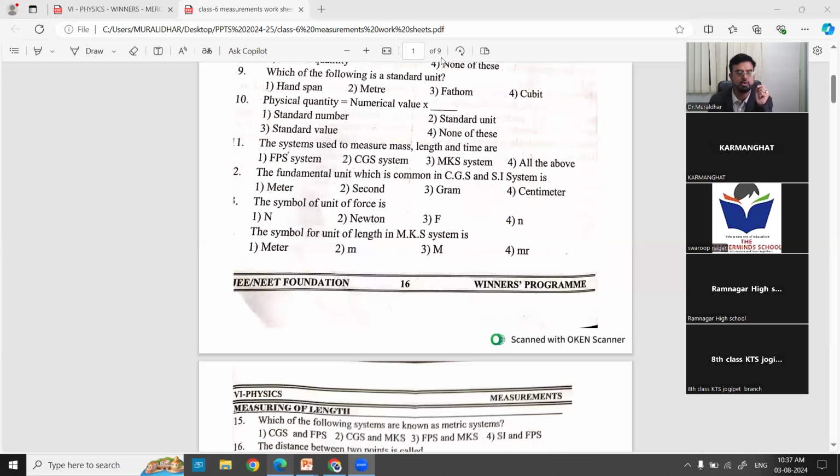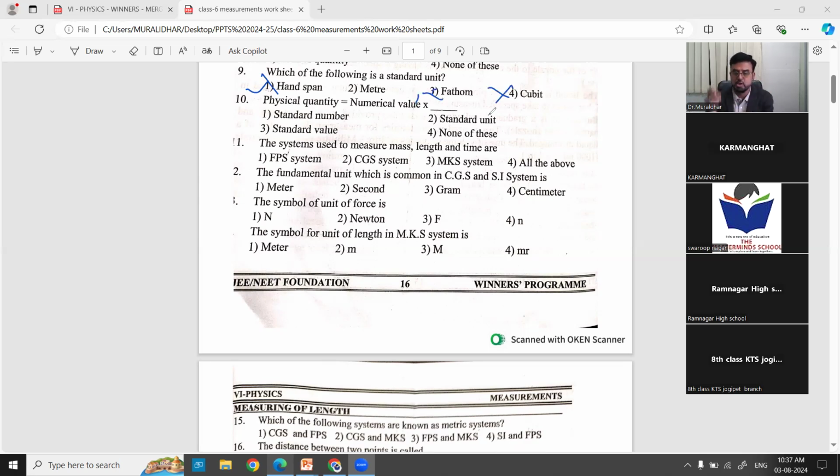Now we can come to the 9th one. Which of the following is a standard unit? Just now you have seen the video also. Hand span, that is not standard. You cannot measure it accurately because different people will have different hand sizes. So it is wrong. Fathom means you measure with the arms stretched like this. They used to measure like this also. So that is also not correct.